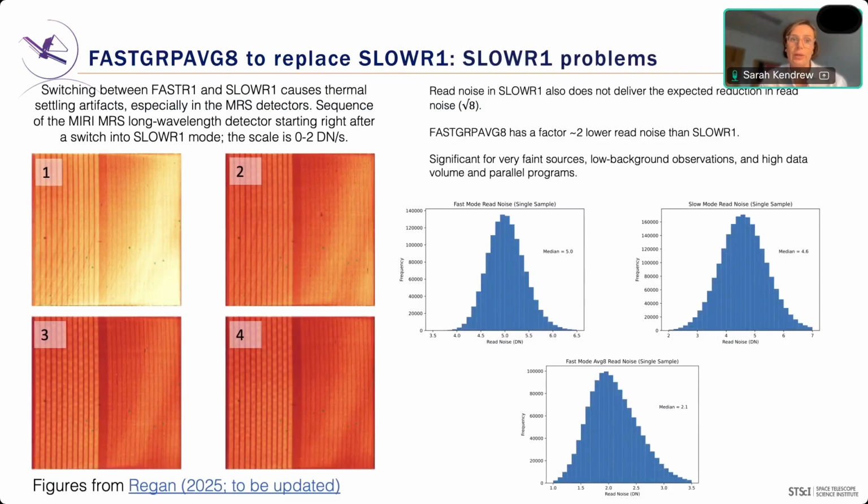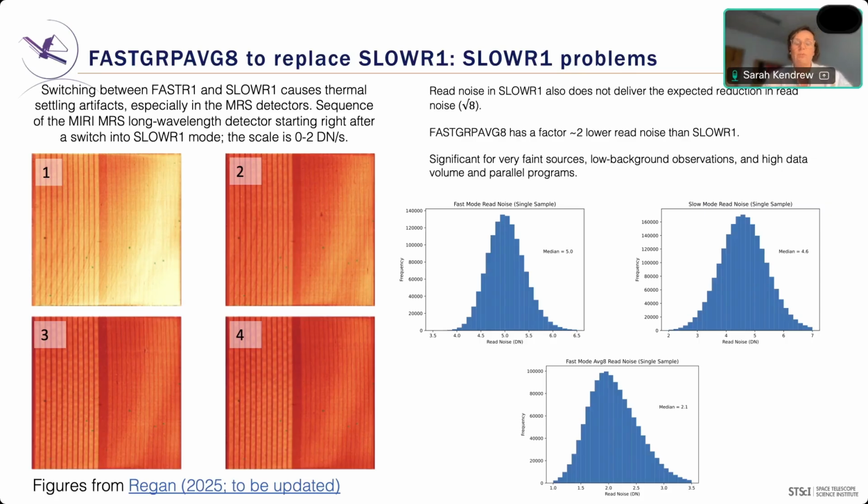Now, the slow R1 readout pattern we've known for a while isn't actually as attractive as we had hoped it would be. It turns out it doesn't beat down the readout noise by the square root of 8. It only brings down the read noise very slightly compared to fast R1. I'm showing here histograms of the read noise. So in that sense, the benefit wasn't great.